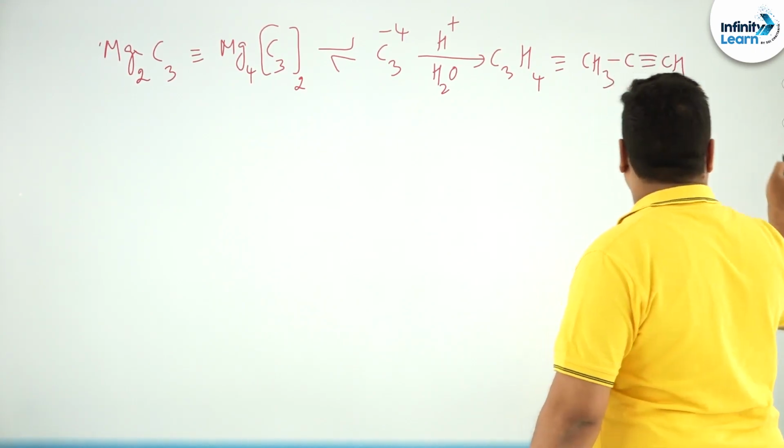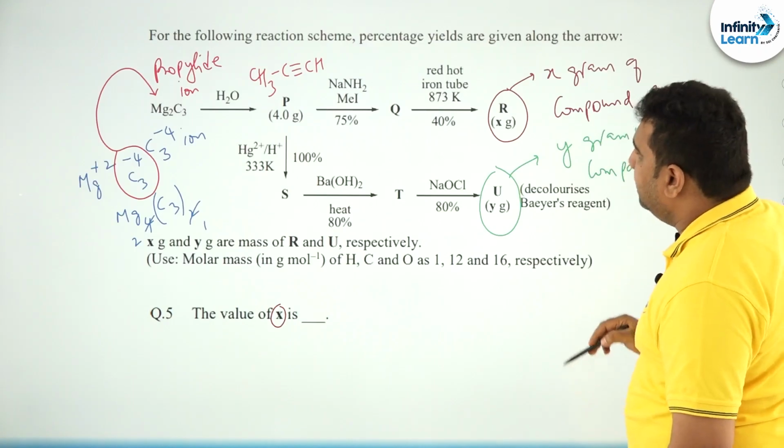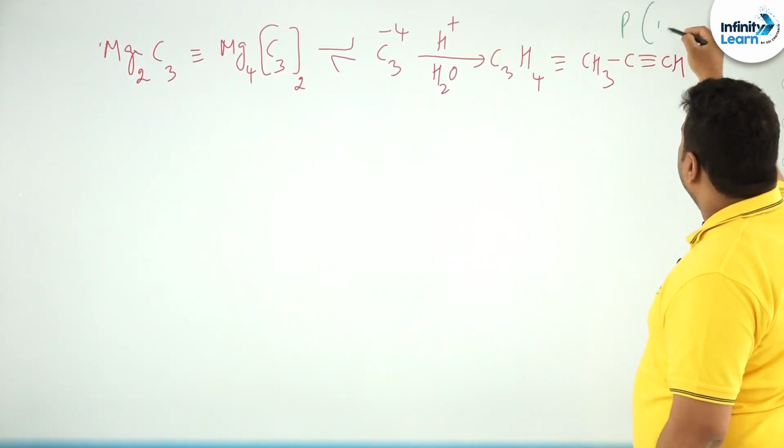Now, it is clear. So, this compound is nothing but what did he call? P. And how much is P coming? 4 grams.